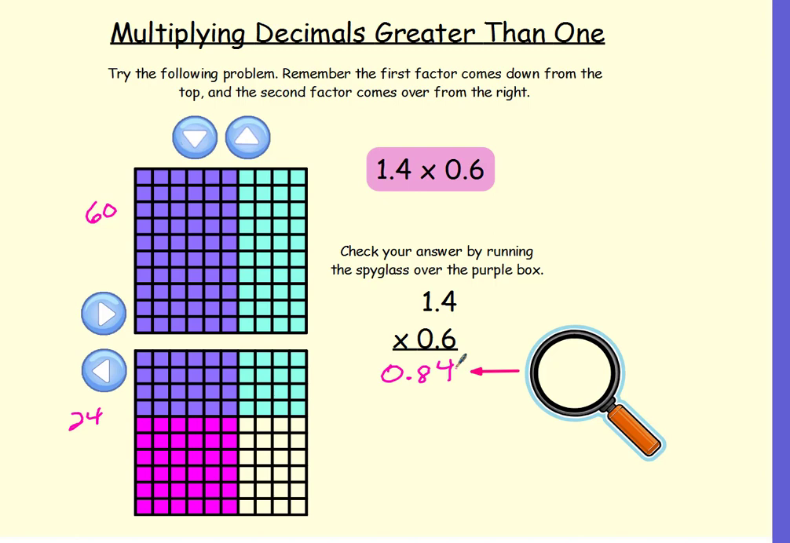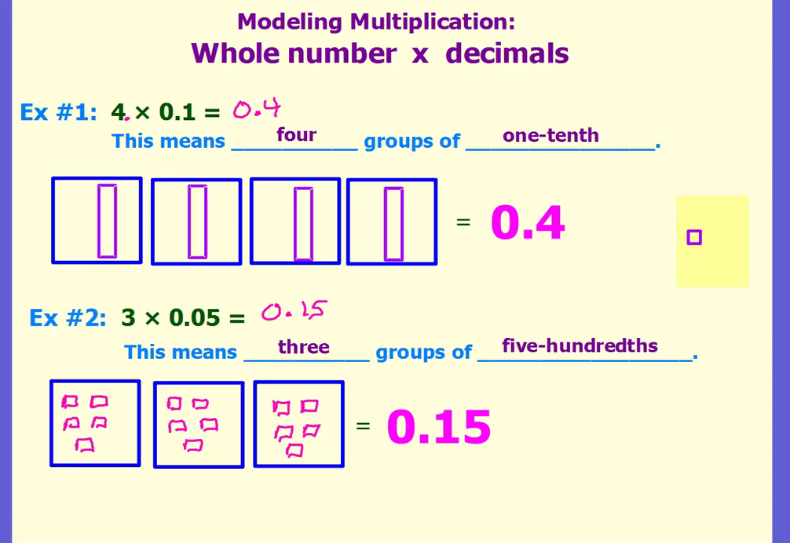Okay, so now let's really focus on the placement of the decimal. Let's go all the way back to our first model. When we had 4 wholes times 1/10, our answer was in the tenths place. When we had 3 wholes times 5 hundredths, our answer was in the hundredths place. So why do you think that is? Why was our answer in the tenths? Why was it in the hundredths?